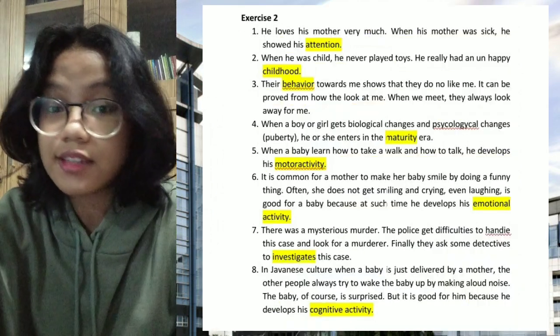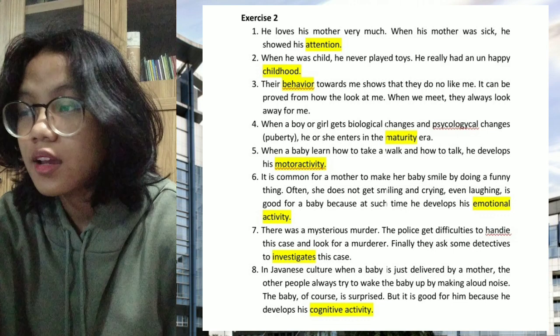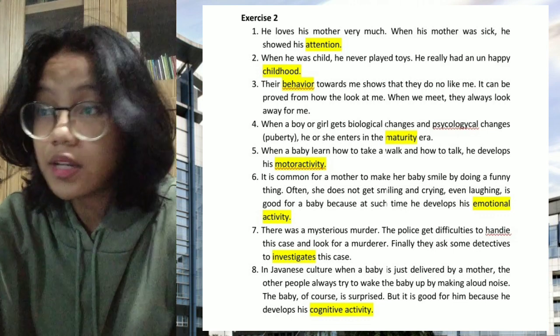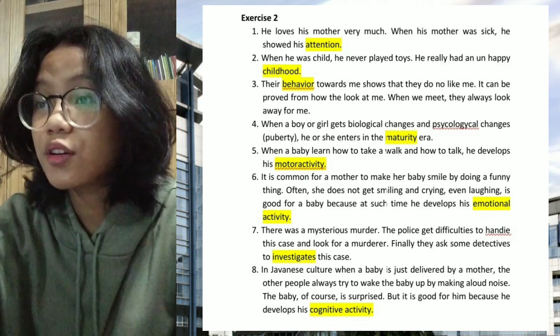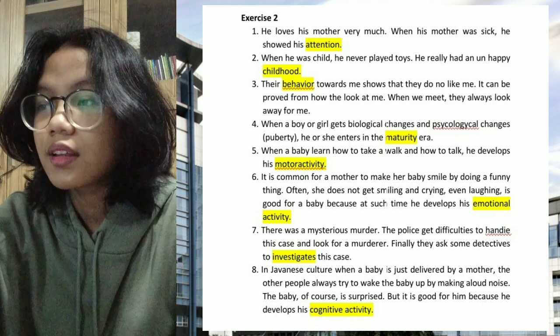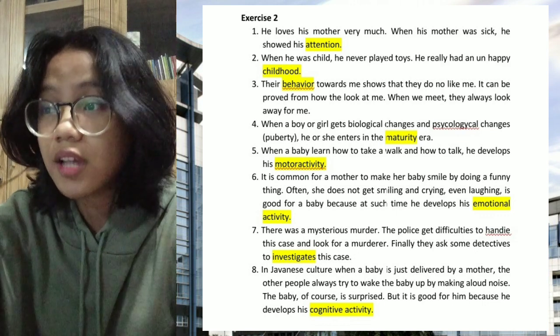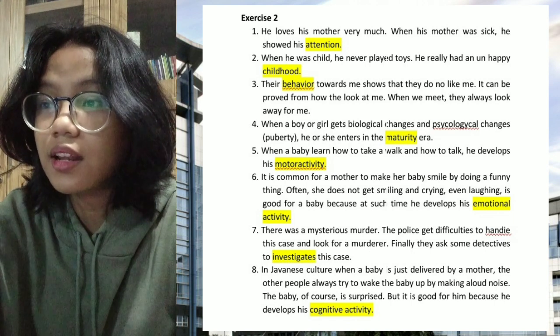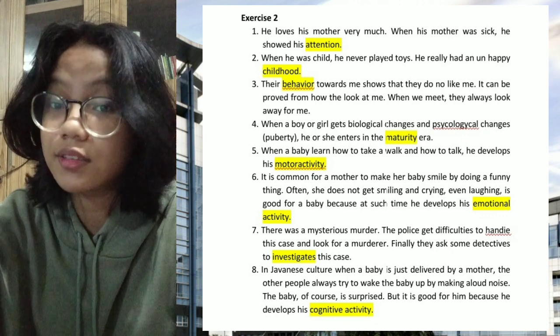For exercise 2, number 1, he loves his mother very much. When his mother was sick, he showed his attention. Number 2, when he was a child, he never played with toys. He really had an unhappy childhood.